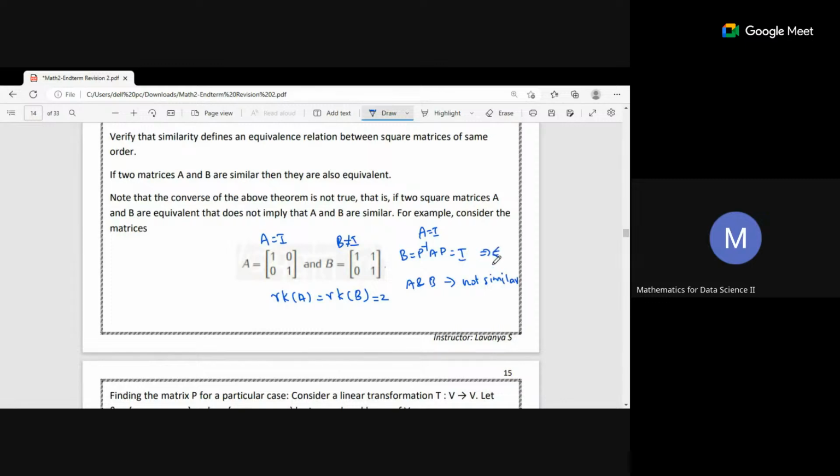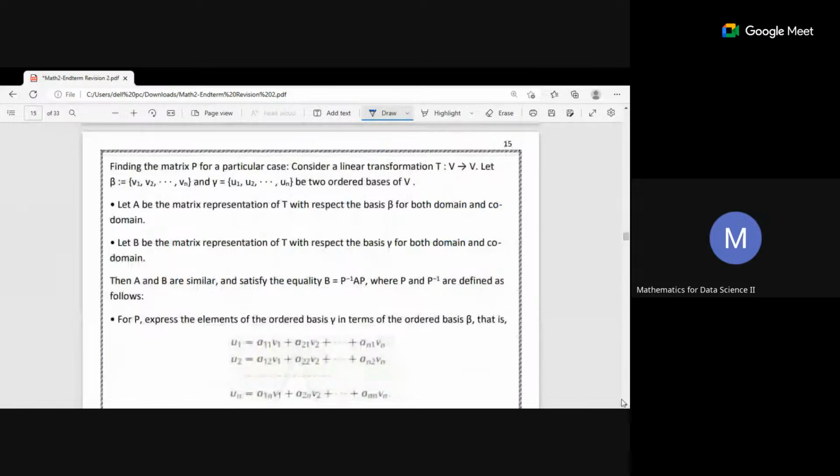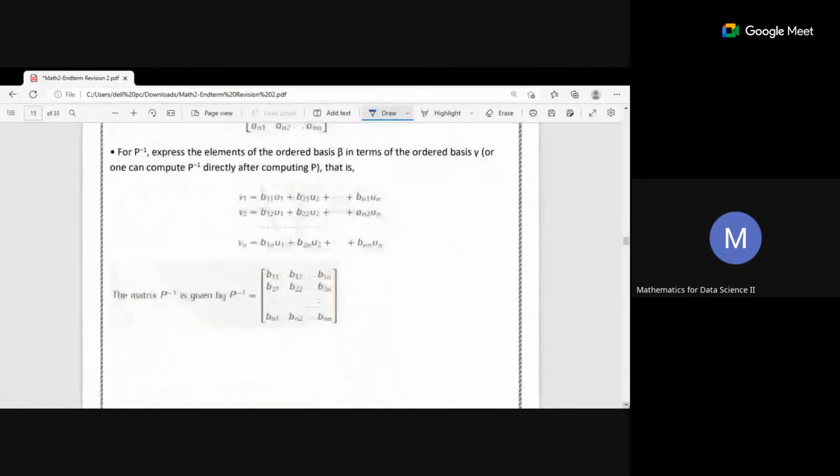This is a contradiction. Okay, fine. So again, the technique for finding P is given. Please go through this by yourself.